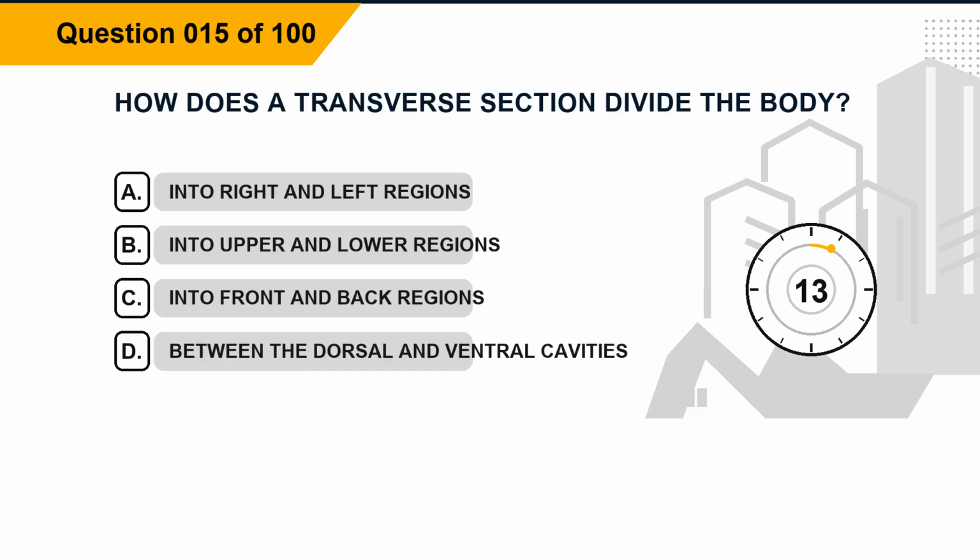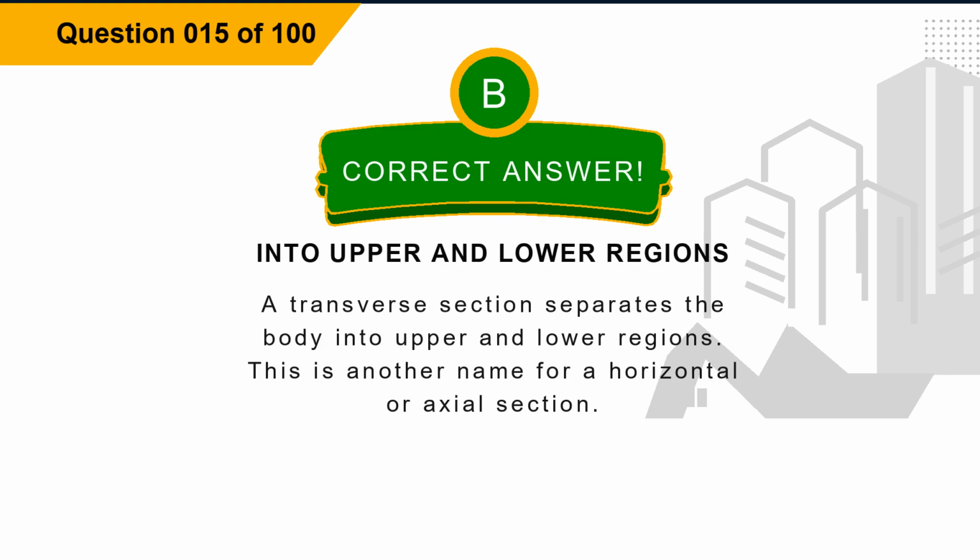Question 15. How does a transverse section divide the body? Option A, into right and left regions. Option B, into upper and lower regions. Option C, into front and back regions. Option D, between the dorsal and ventral cavities. The correct answer is option B, into upper and lower regions. Explanation. A transverse section separates the body into upper and lower regions. This is another name for a horizontal or axial section.